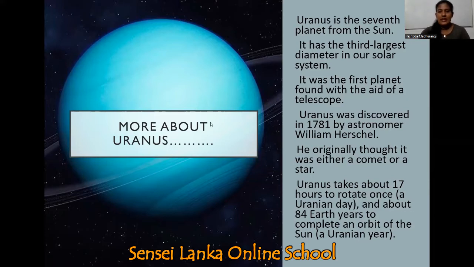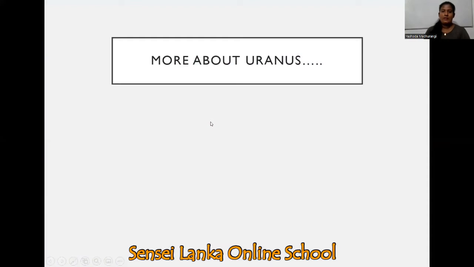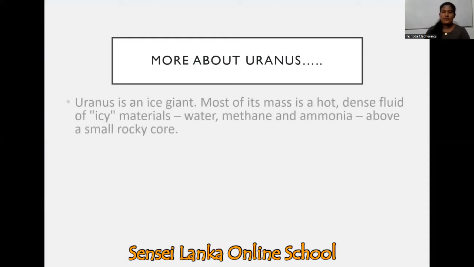Okay. So shall we go to the next one? More about Uranus. Uranus is an ice giant. Uranus is just like an ice ball, located too far from the sun.